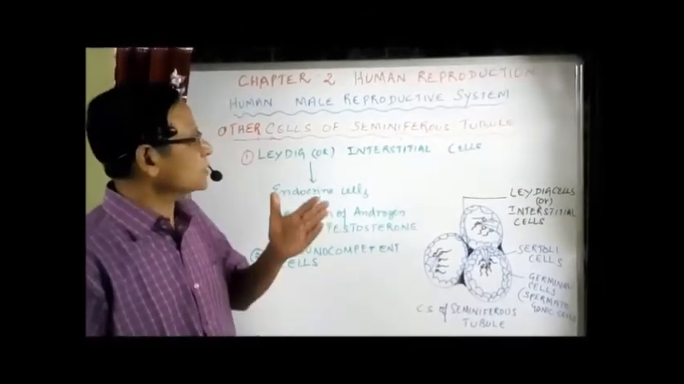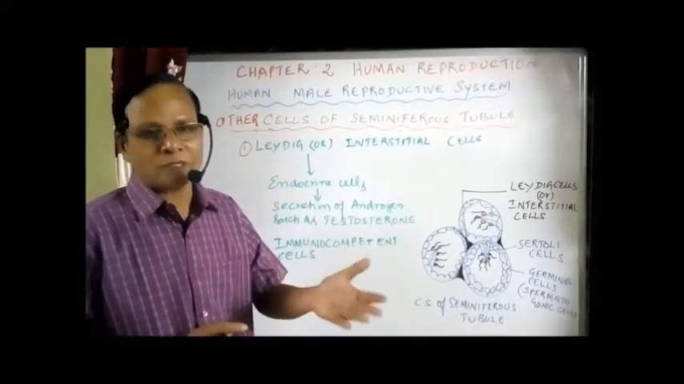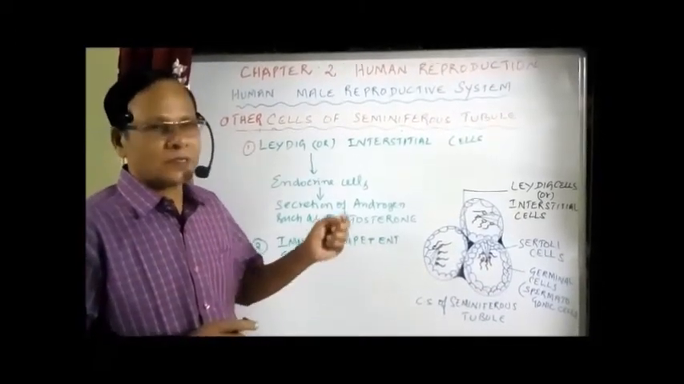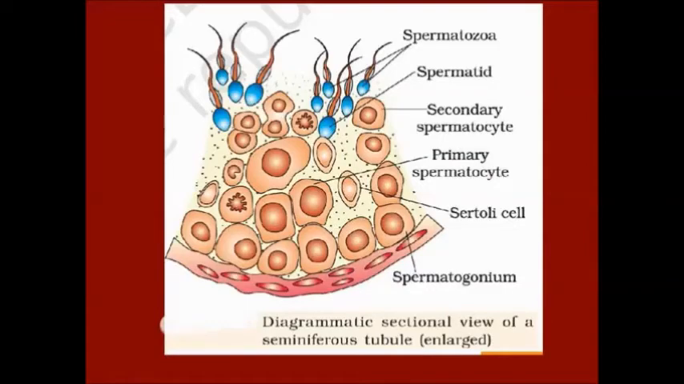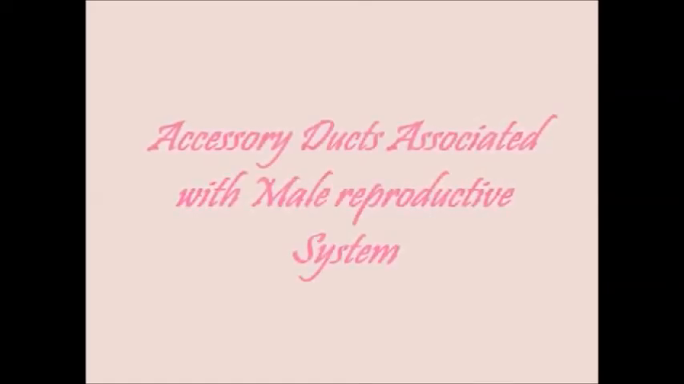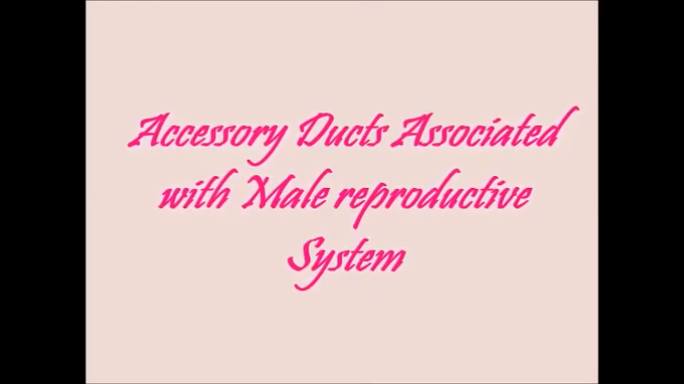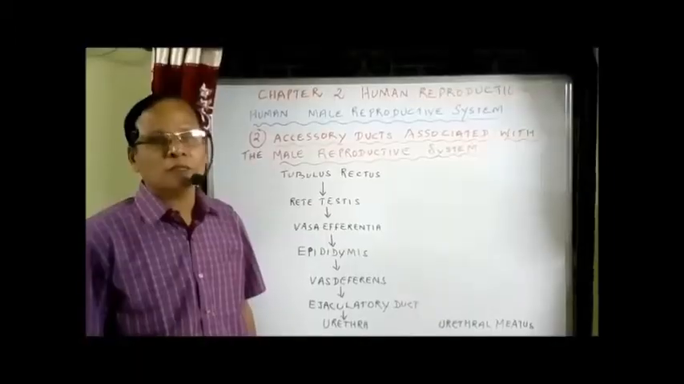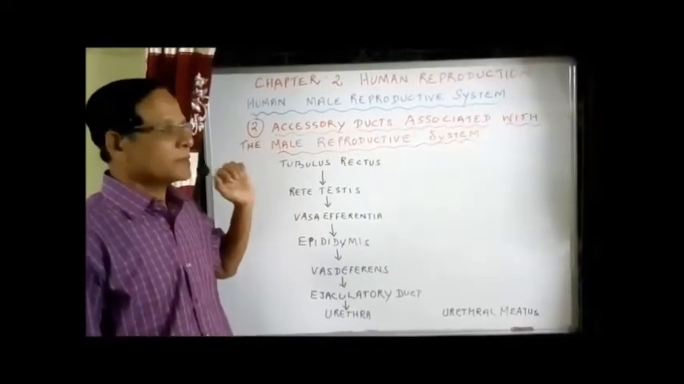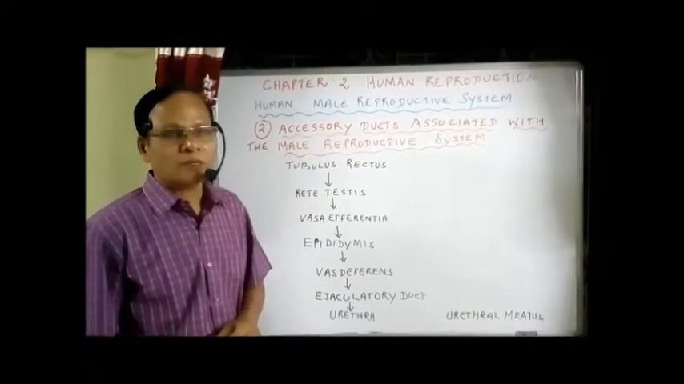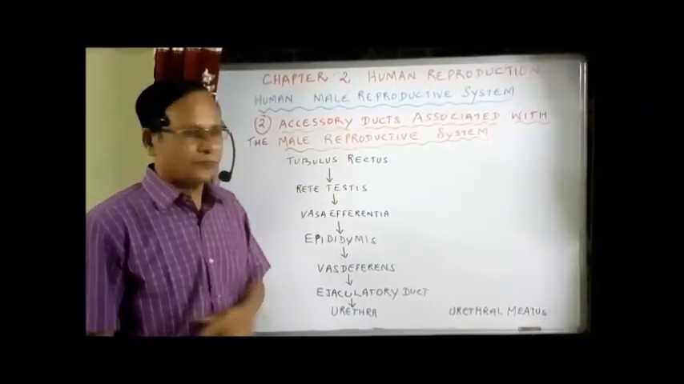So this is about the testis. So far we have discussed what are the components present in the testis. Now we have to go for the accessory ducts. The second part of the human male reproductive system consists of the various accessory ducts associated with the reproductive system.